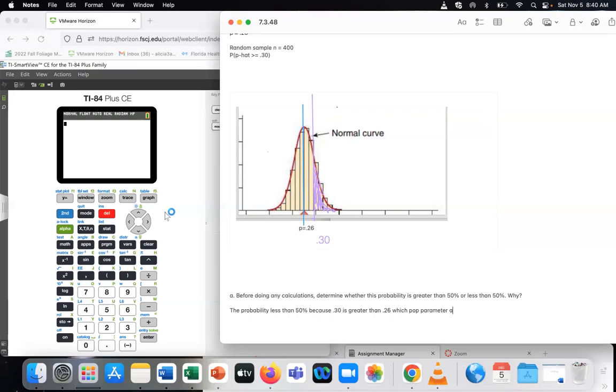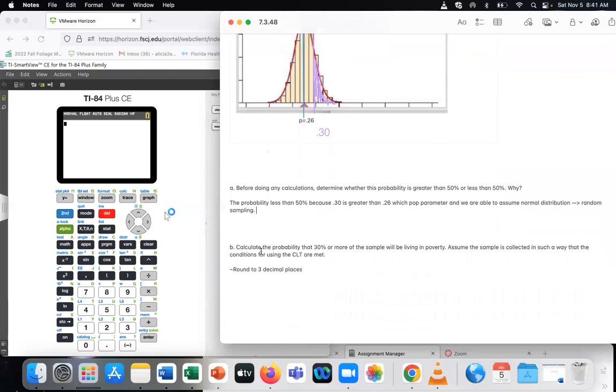And we are able to assume that it has a normal distribution. And that comes from that part where they talk about the random sampling. And then also there's been a little bit of that in this section, but we're going to be looking at central limit theorem here, a problem or two. And in part B, they even tell you to assume the sample is collected in such a way. So that's going to be part A.